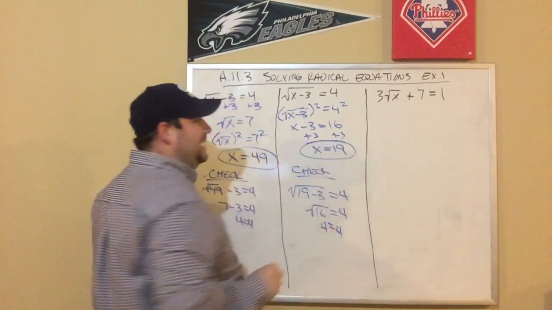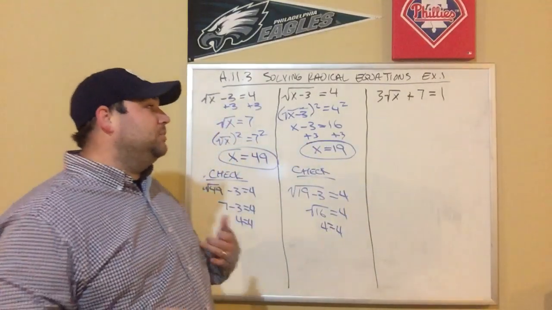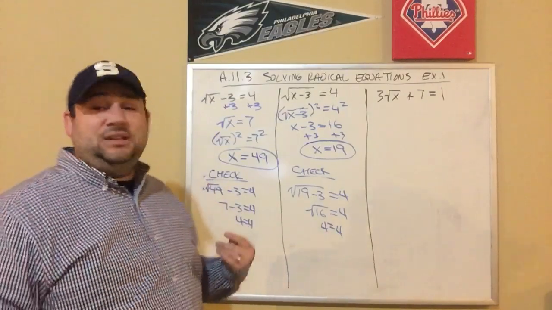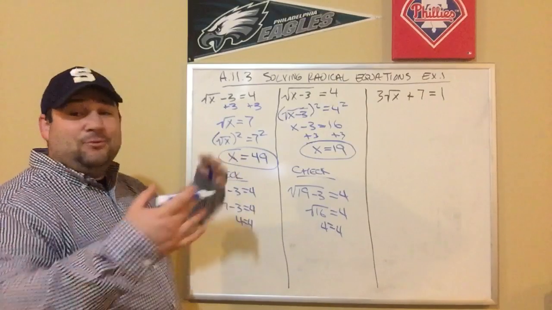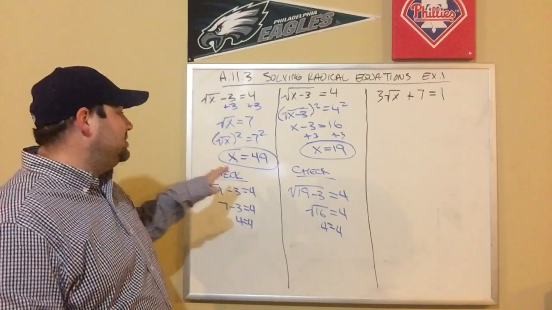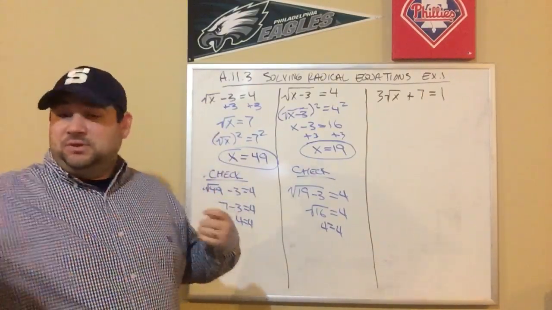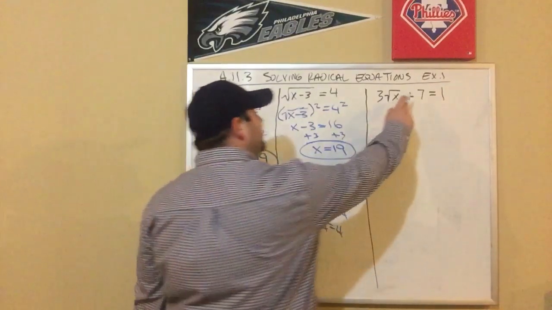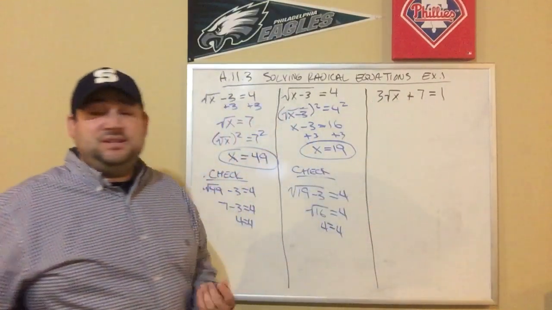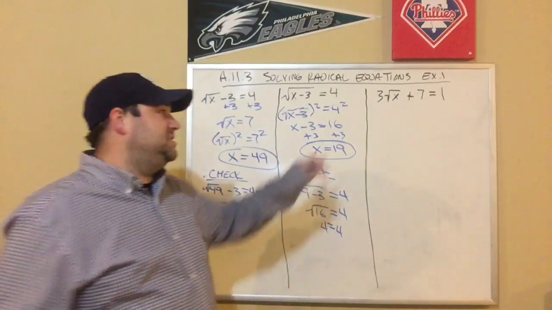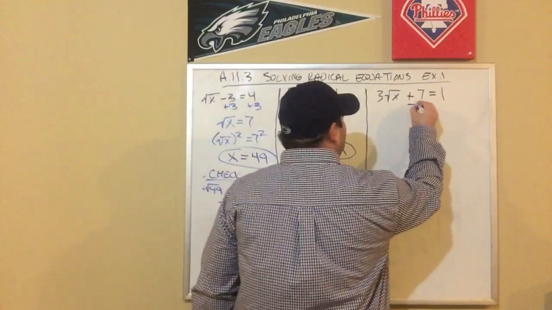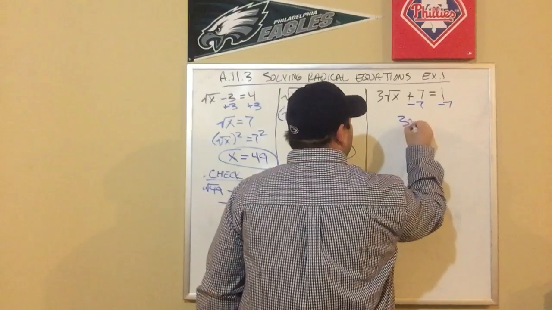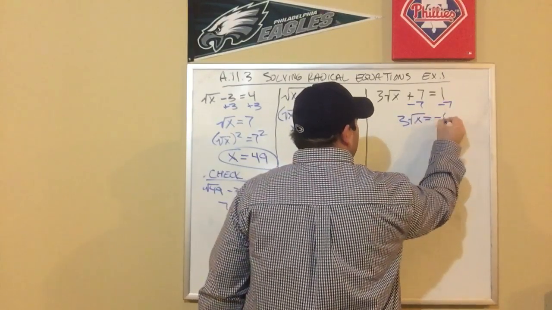So let's look at our last one here. We've got 3 root x plus 7 equals 1. So the first thing is we need to get rid of everything because we want it to just be the root of something equals a number. So this plus 7 has got to go away, but that also means the 3 has got to go away. Treat it as if this just said 3x plus 7, like it was a two-step equation. If it was that, you would subtract 7 first. So now I have 3 root x equals negative 6.